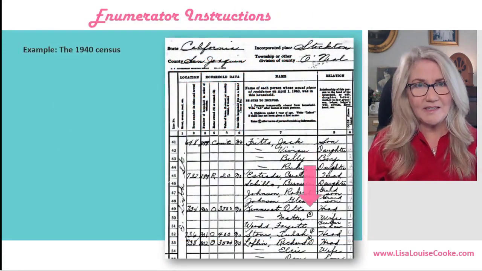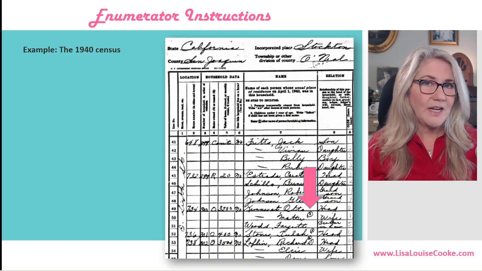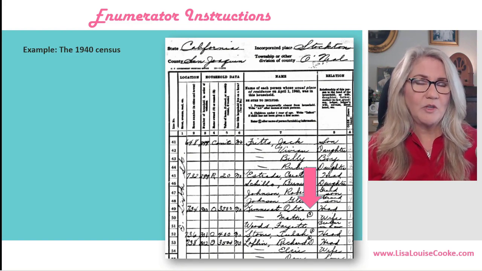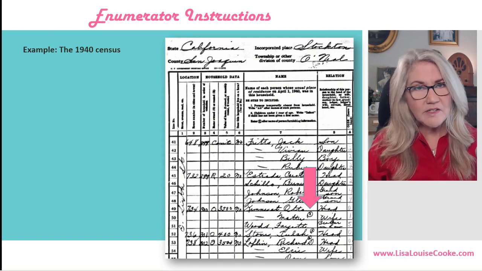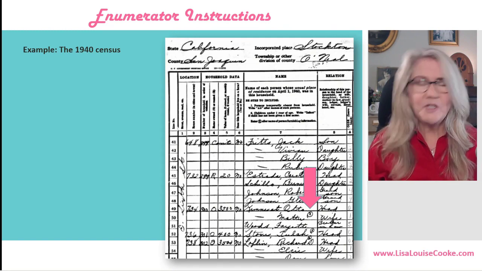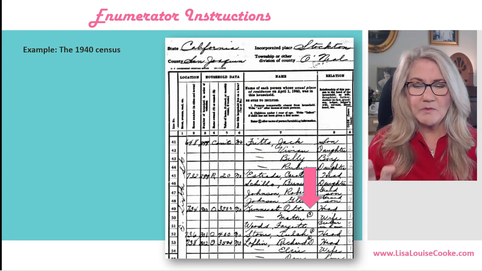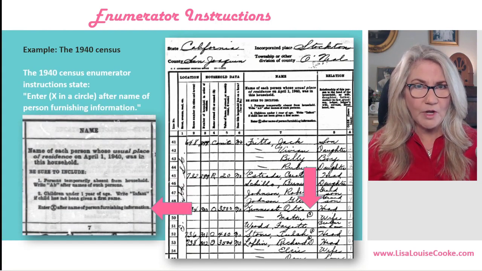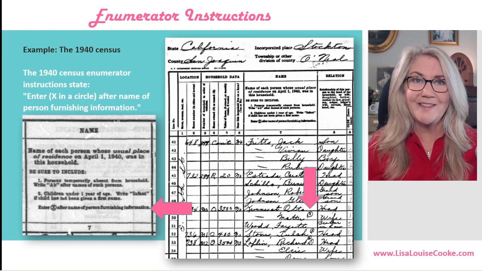understand this 1950 census. So here's another great example, I think, of why you would want to get those instructions. In 1940, when you look at the records that are currently available, you might have noticed this. They put an X in a kind of a circle, and it was only next to some people's names. But if you go and check out the 1940 census enumerator instructions, you'll see that it says enter an X after the name of the person furnishing the information.